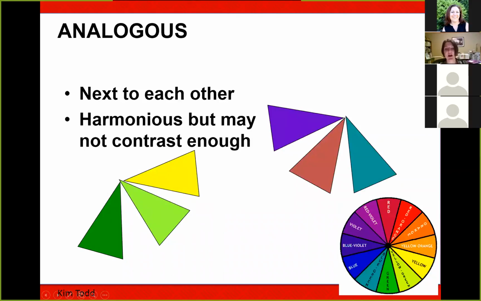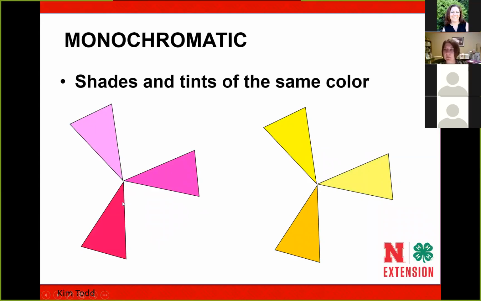So when we take a look at analogous, like I said, those are next to each other on the color wheel. So we've got the green, the yellow-green, and the yellow. We've got the blue-violet, the violet, the red-violet, the violet, and the blue. They are all next to each other on the color wheel. They all work well, they're all nice, and they go together, but there might not be a lot of contrast between those. Monochromatic, shades and tints of the same color. So we've got all yellows, we have all pinks. It's just a matter of lightness to darkness and what the shades are with some of those colors.